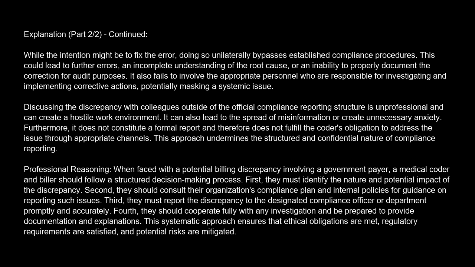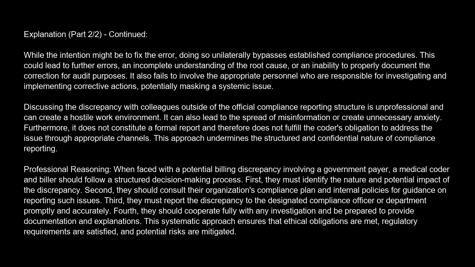Discussing the discrepancy with colleagues outside of the official compliance reporting structure is unprofessional and can create a hostile work environment. It can also lead to the spread of misinformation or create unnecessary anxiety. Furthermore, it does not constitute a formal report and therefore does not fulfill the coder's obligation to address the issue through appropriate channels. This approach undermines the structured and confidential nature of compliance reporting.